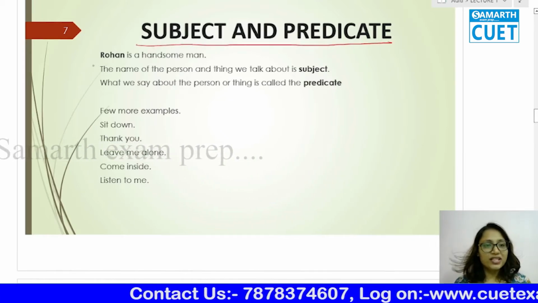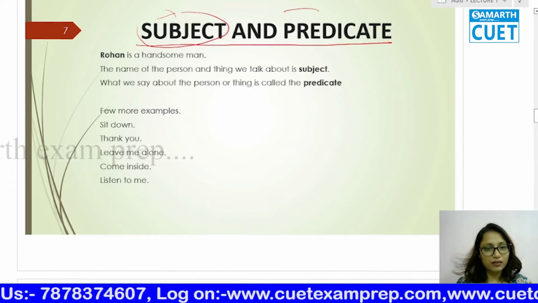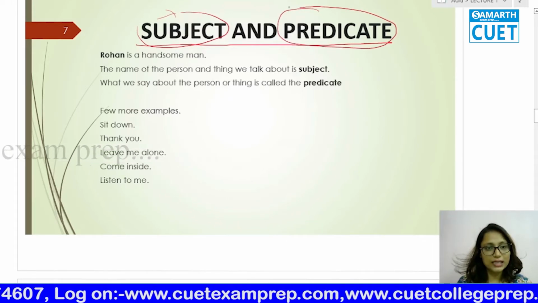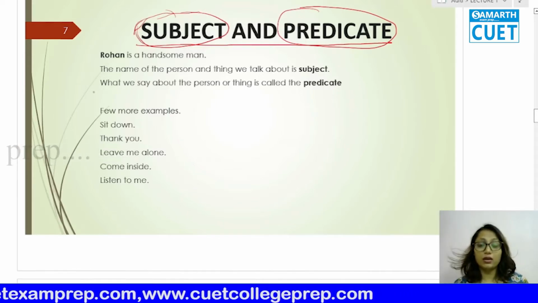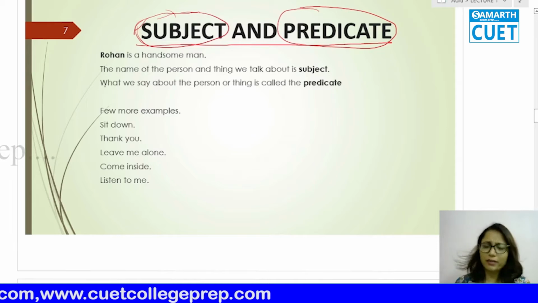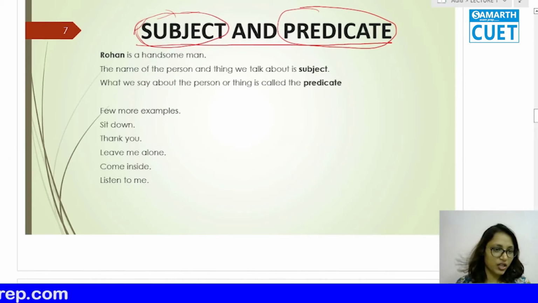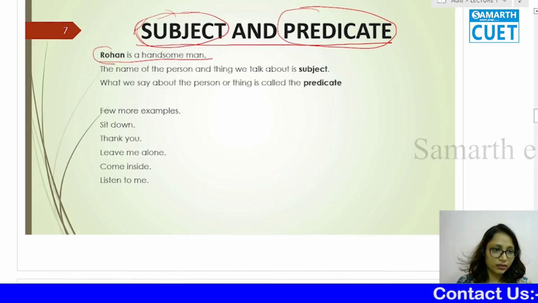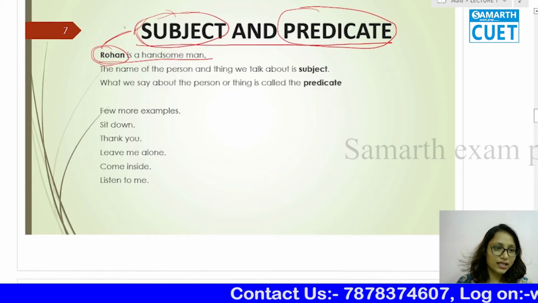Okay, so subject and predicate. What is subject? What is predicate? We all have learnt in our lower class, but I am not sure how many of you still remember it, or I'm sure most of you still remember it. But if some of you don't even remember it, we are brushing it up today. So Rohan is a handsome man. Wow, lucky Rohan. But here we are talking about what? Rohan. Whom we are talking about? Rohan. So Rohan here is a subject.